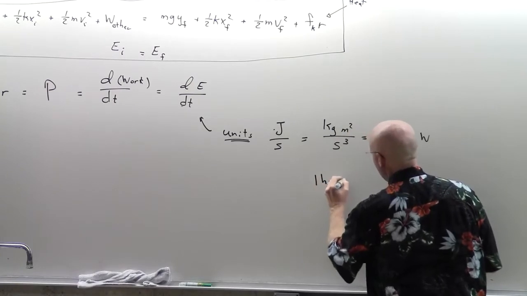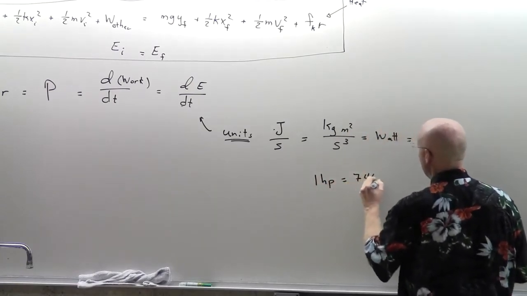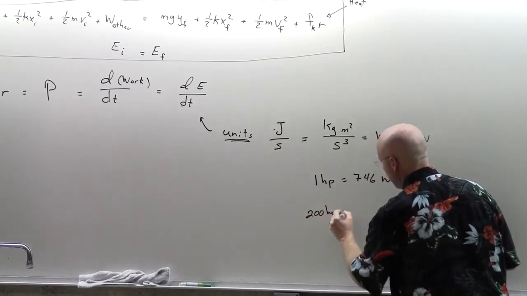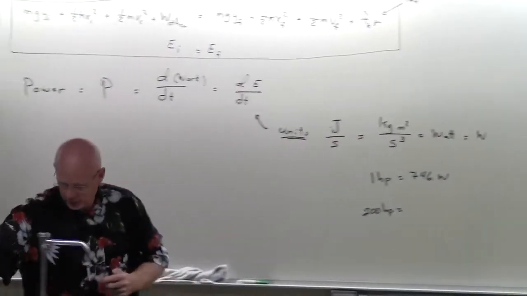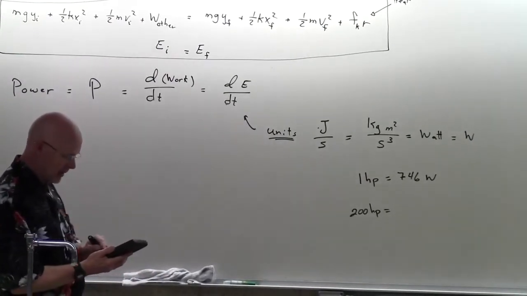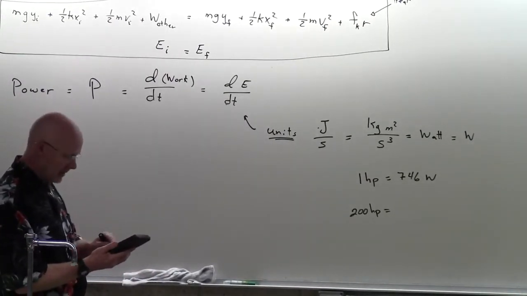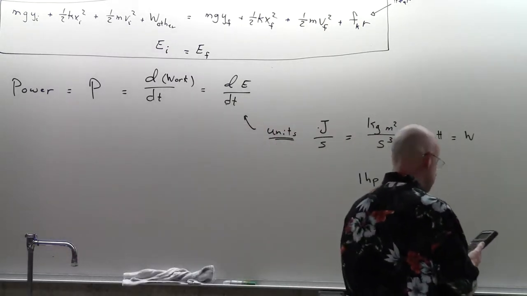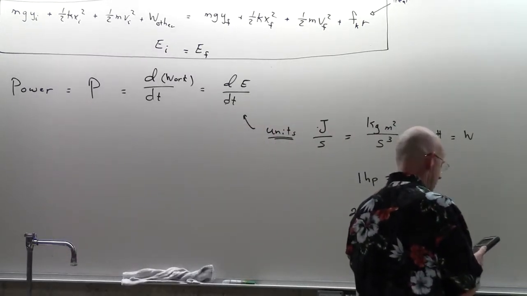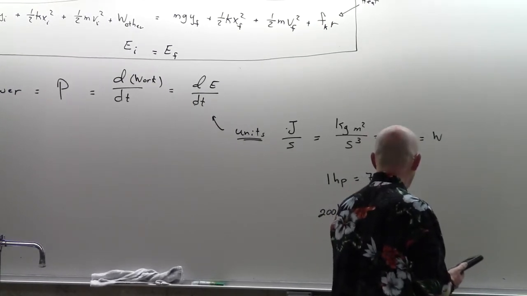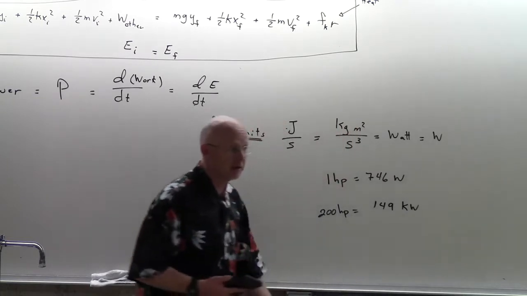One horsepower is 746 watts, meaning 200 horsepower would be, good time to grab my calculator here. So 200 times 746, it would probably be listed that the car is 149 kilowatts.